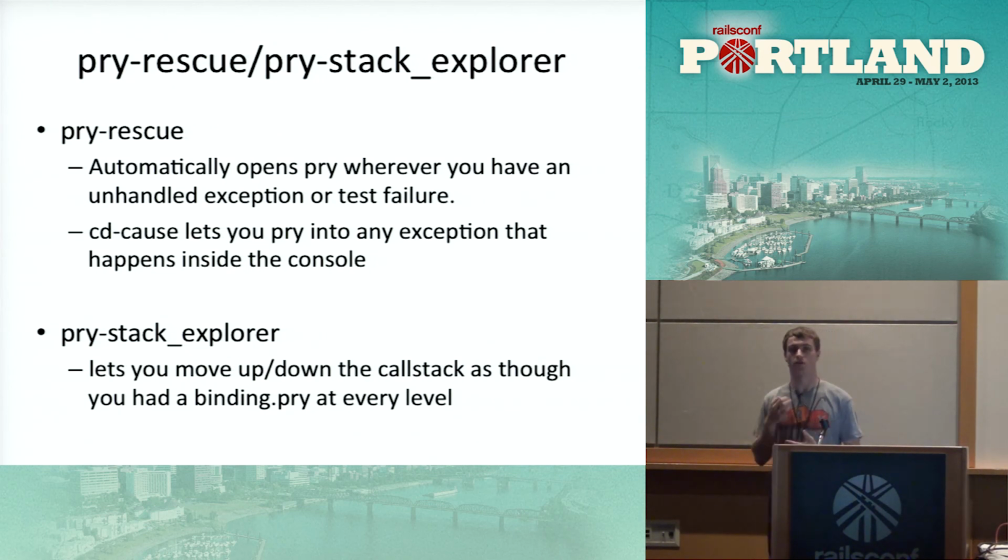Stack Explorer combines really nicely with this and also just a vanilla binding.pry, and it's useful for tracking down a nil. So I have this problem where the code says string.gsub, but at runtime it's nil.gsub, and clearly the problem was somewhere up the call stack. So I can just run up, I move up the call stack, and then I can see what's going on as though I had put a binding.pry on the level above.